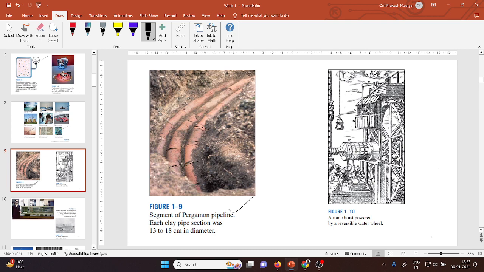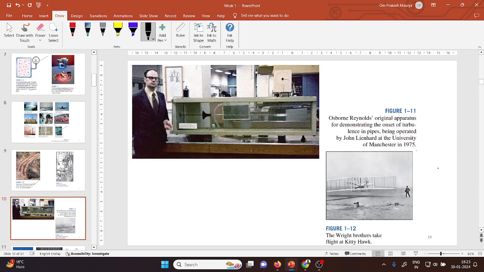If you want, you can take a screenshot, or I have uploaded this ppt to Google Drive, and I think it will be shared with you from the NPTEL side, so don't worry. But for the sake of your understanding, you can take it. Here you can see the Reynolds experiment. This is very important in fluid mechanics.